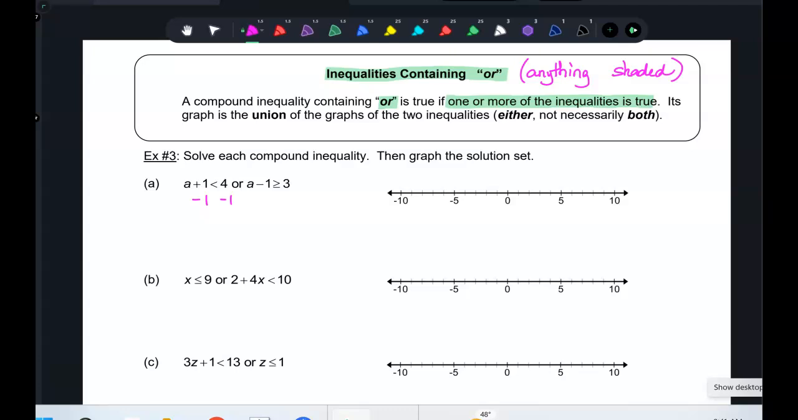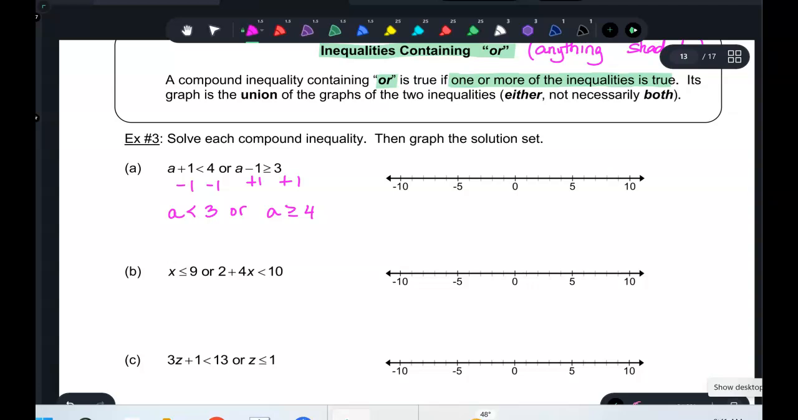Okay. So first thing, we want to solve. So this is going to be a is less than 3, or, add 1, a is greater than or equal to 4. So let's look at the way we would graph this. With the word or, just like when we had and, you either had to write it all together as one or you had to include the word and. Let's take a look. We want a is less than 3, or a is greater than or equal to 4.